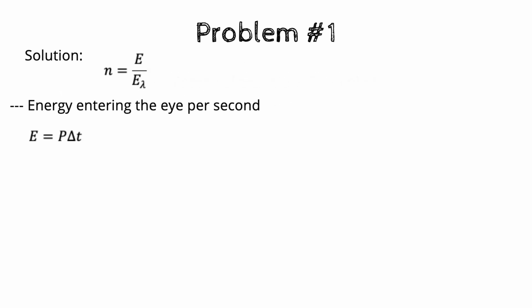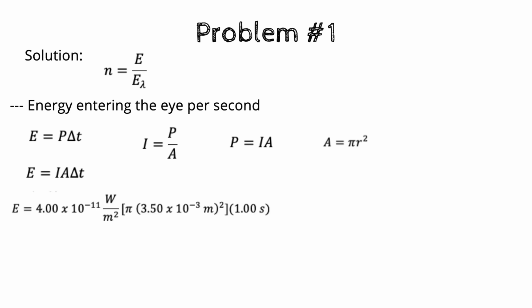The energy E entering the eye per second is expressed as P times delta T, where P is the power, and delta T is the period of the light entering the eye. Since intensity is power over area, P is I times A. This area is the area of the pupil, which is just pi times the square of its radius. So we write the energy E entering the eye per second as I times A times delta T.